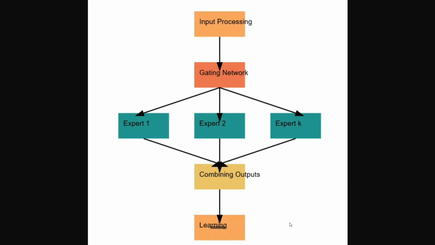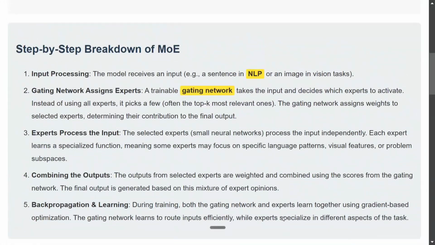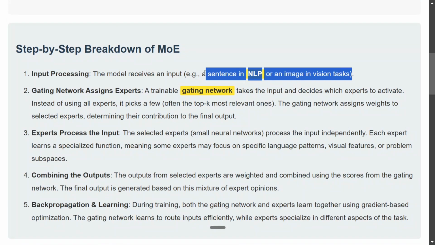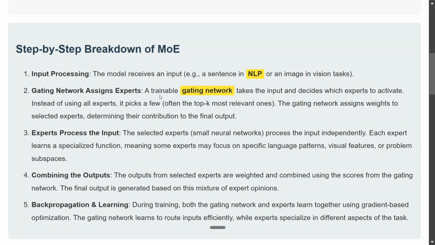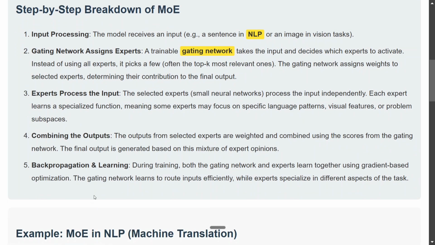Now let's move into the technical details of the model. Let's try to understand the step by step breakdown. First of all, you receive an input, a sentence in NLP or an image, whatever. Then you have a gating network. A trainable gating network takes the input and decides which experts to activate. It is usually top K. Not everyone is getting activated. Experts process the input depending upon the expertise, and the outputs are finally combined, and back propagation and learning happens.